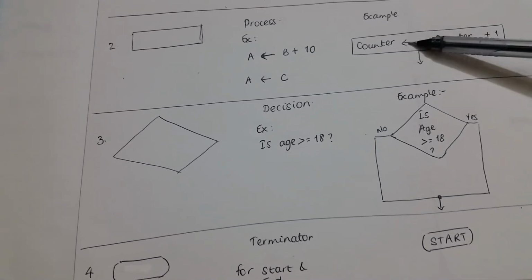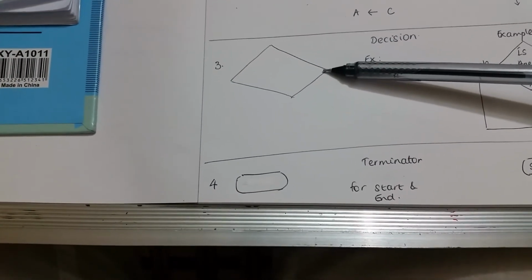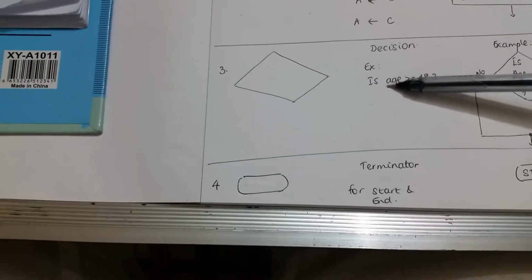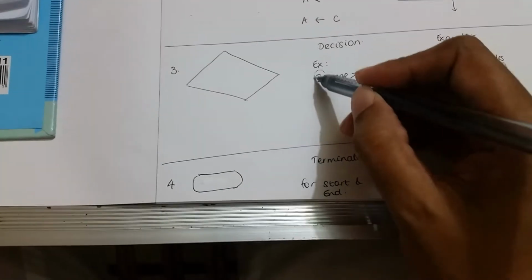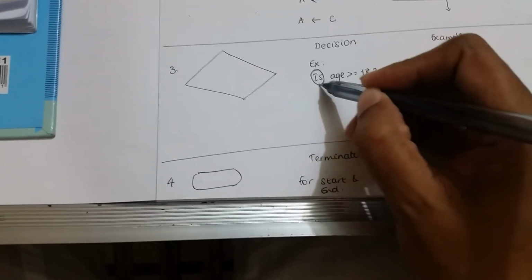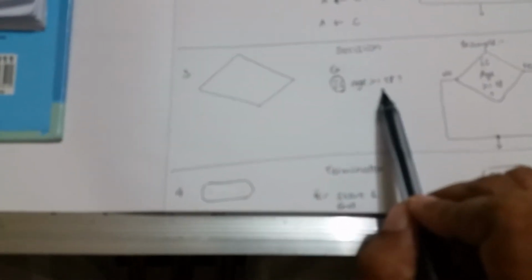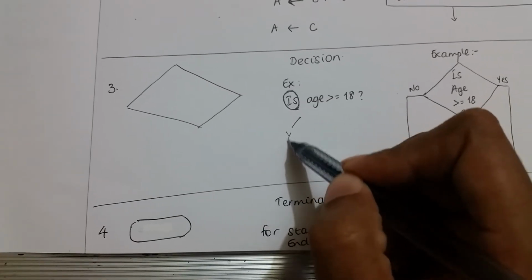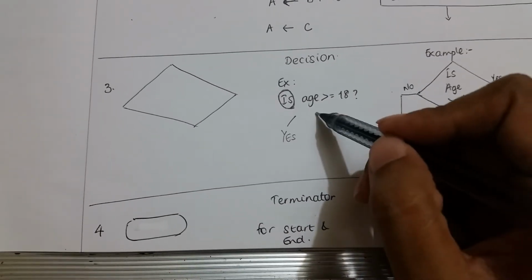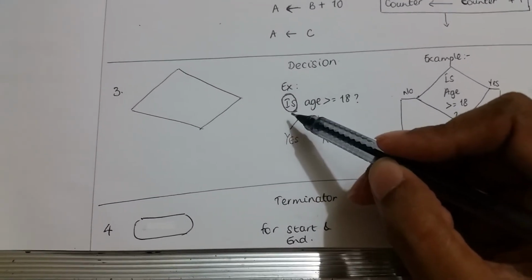Okay. Next, you have the decision box. Inside of a decision box, there is always a question that starts with is. Every decision box must have the question is. So for example, is age greater or equal to 18? Now the decision box always contains a question that is answered with a yes or a no, because it has is. Is this the case?